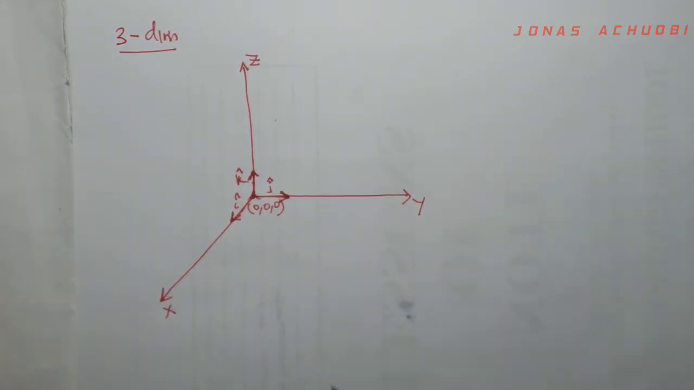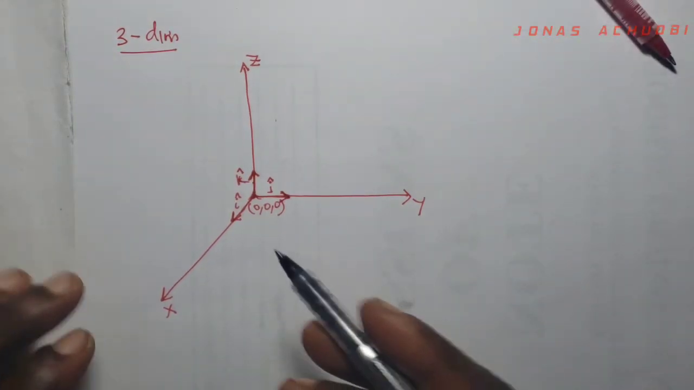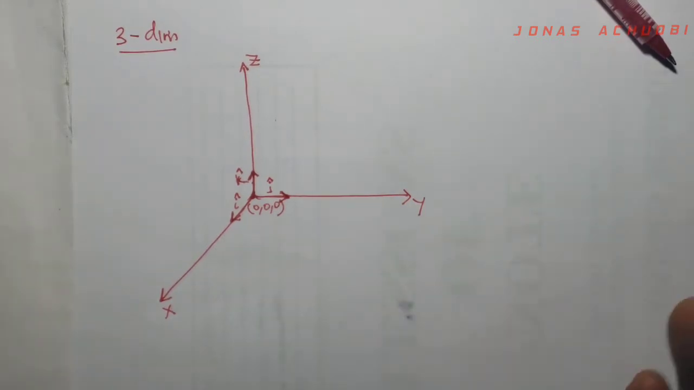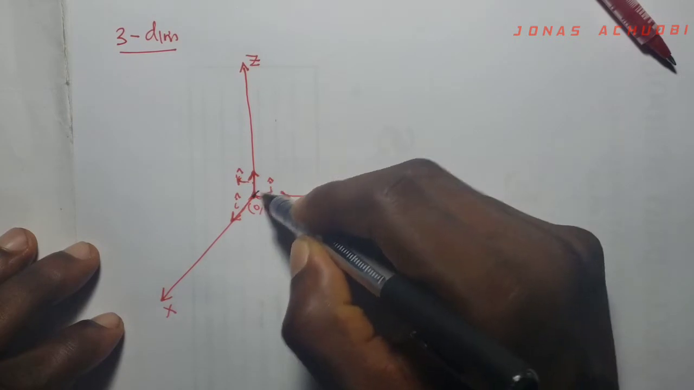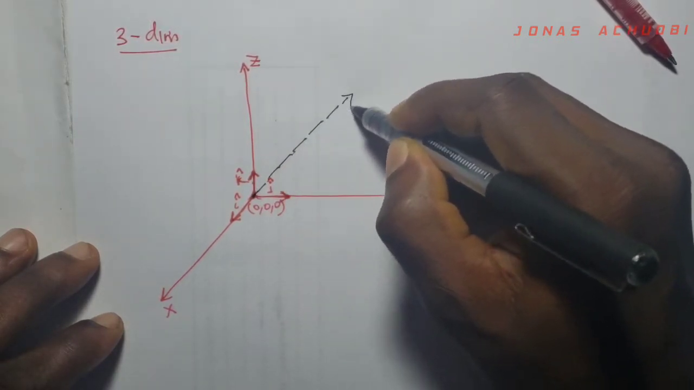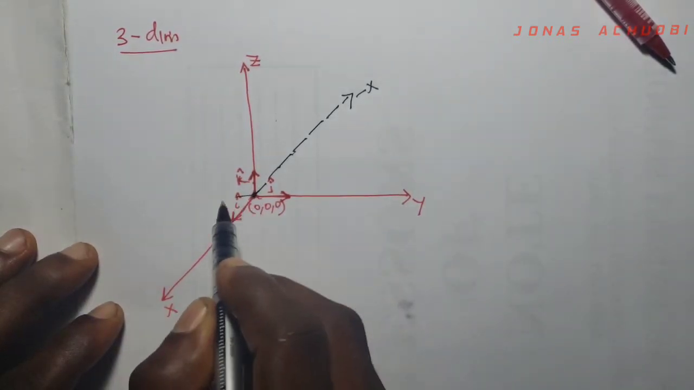Just like we had in the 2-dimensional case, this 3-dimensional coordinate system also has the negative of the axis. So this is the positive x-axis, so the negative x-axis will point in this direction. That would be the negative x-axis, so this is minus x, and the negative y-axis will point in this direction.